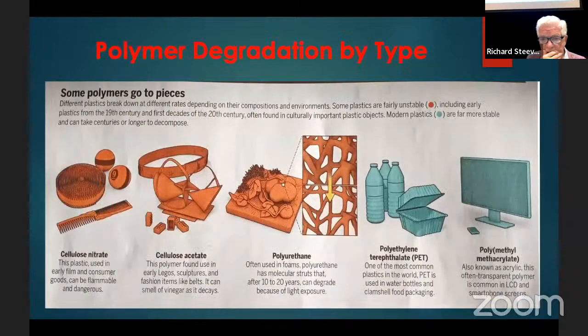And so what are we going to do about that? Well, what about how they degrade? And you can see that these things in orange are older. Some of these cellulose nitrate combs and things and various belts and fashion belts, they fall apart. And the classic one is polyurethane. And you can see how this arrow going down shows how the polyurethane microscopically breaks down. But polyethylene terephthalate, what we've been talking about here, is a more common plastic in the modern world. And we really need to do something about that.